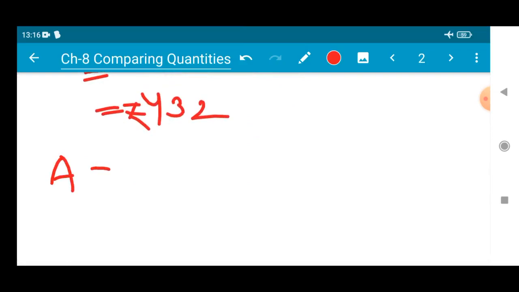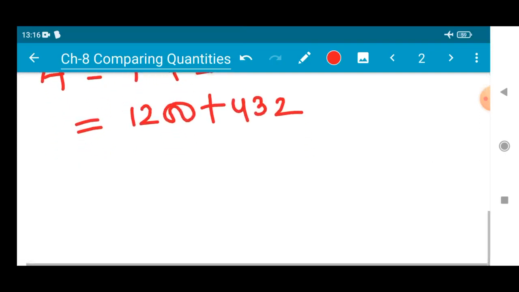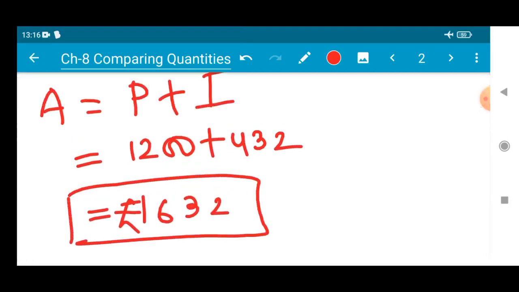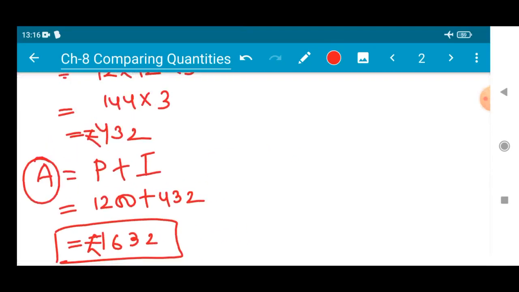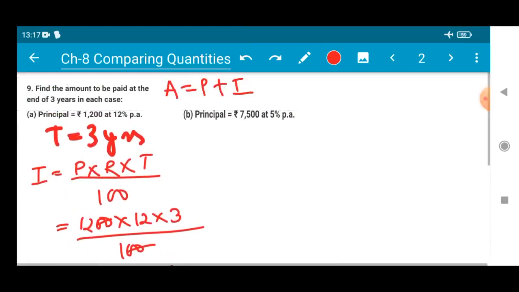Now, if I go for finding the amount, it means principal plus interest. The principal amount was 1200. The extra amount which he has to pay is rupees 432. The amount which he has to pay after 3 years is 1632. When you go to the bank, this type of term, that is principal, interest, we will hear many a time. So now I hope you got the concept.